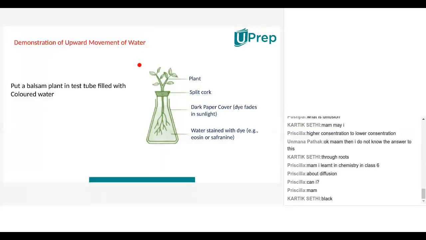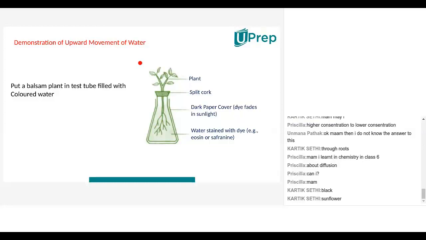Black, yes, Karthik, you can take black. Yes, you can. So you put one white rose, one white lily, one white jacaranda or whatever flower you want. Not sunflower. It's better you take a white color flower. In a white color flower, it will be visible.